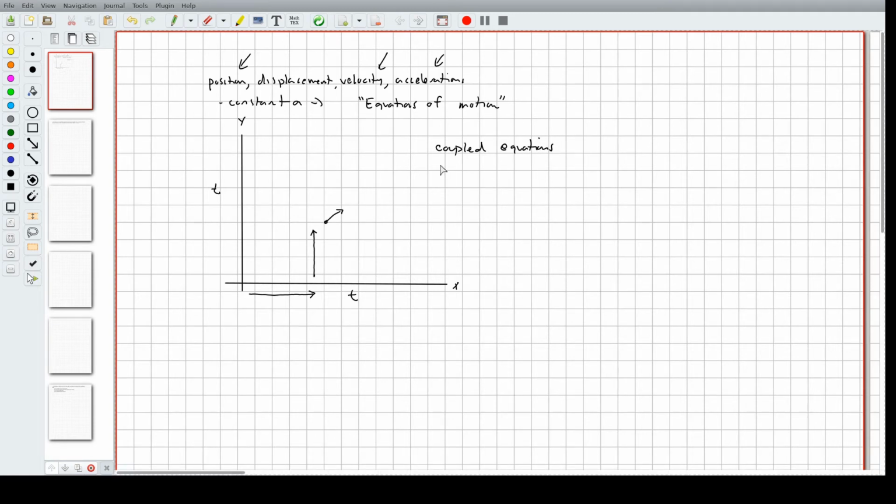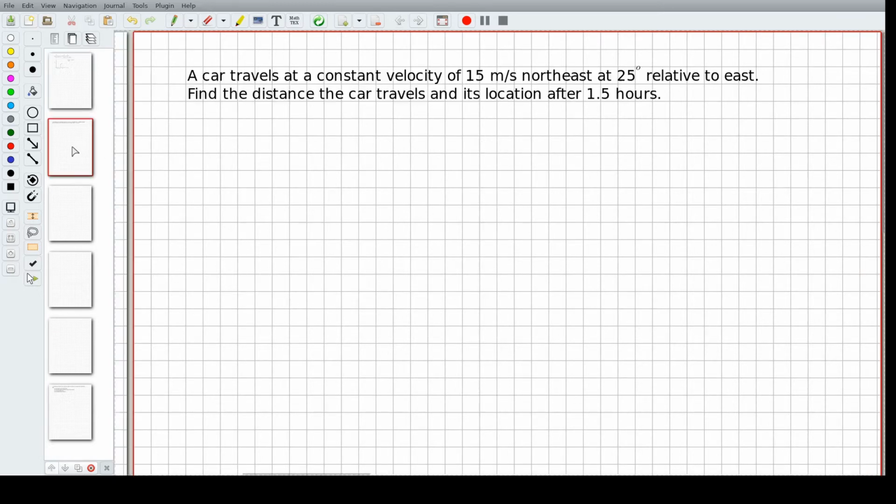Now, these equations are coupled in time. And to be clear, this is really only true for classical mechanics and things that don't depend upon relativity. You do things like that, things break very quickly. But we're not doing that right now. So, that said, to illustrate this point, what I'd like to do is to work a problem.